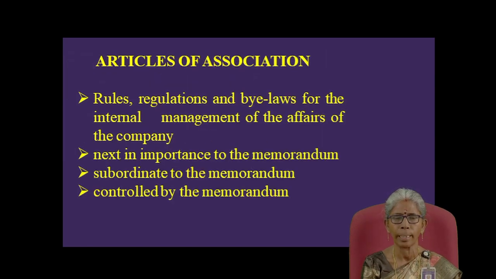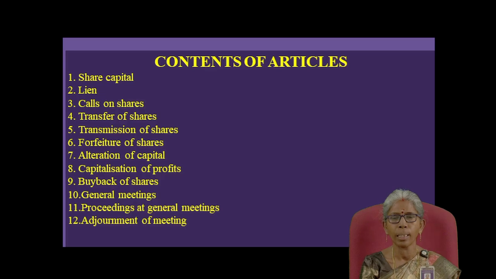The next document is Articles of Association. It contains rules, regulations and bylaws for the internal management of the affairs of the company. It is next in importance to the memorandum. It is subordinate to the memorandum. It is controlled by the memorandum of association. Now we shall discuss about the contents of Articles of Association. First one, share capital. Then lien. Lien means the right to retain the property of the debtor until the debt is repaid.